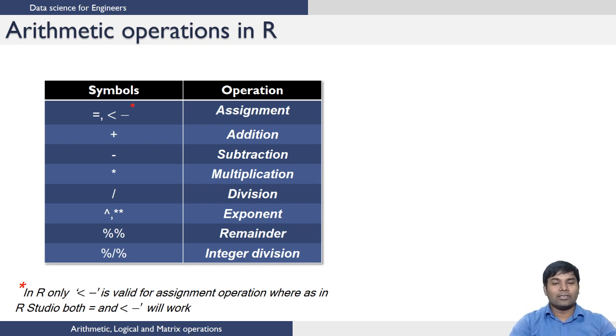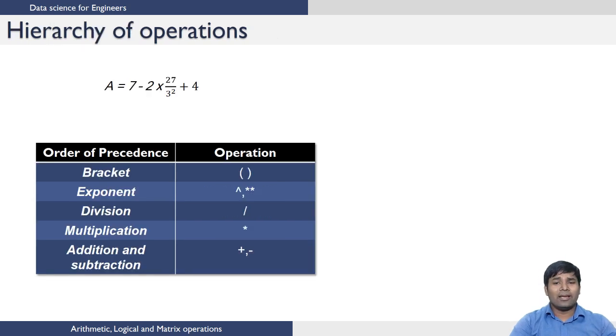Let us look at the hierarchy of operations while performing arithmetic operations in R. It is similar to our normal BODMAS rule, with brackets having the first importance, exponent having the second priority, followed by division, multiplication, addition and subtraction. For your understanding, you can type in this expression and then see what the value of A would be.